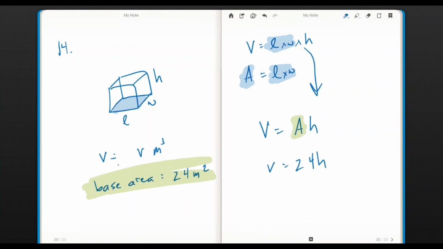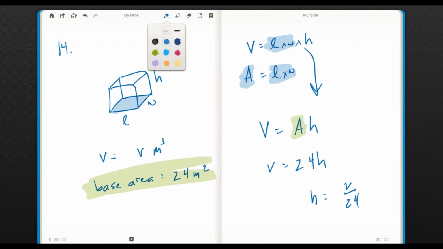And by the way, they made the volume equal to V, so V is volume and V is the value of the volume. But the question is to find height in terms of V. In other words, I want to have the height equal to something, and the V will be in that answer. If you have to find 24 times height to get V, then if you undo that, you have to have V, or volume, divided by 24.